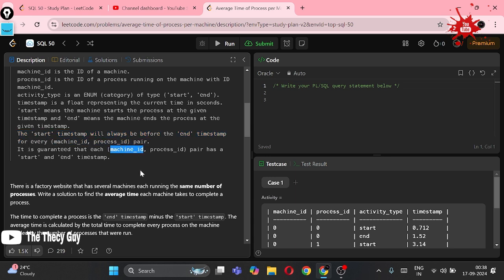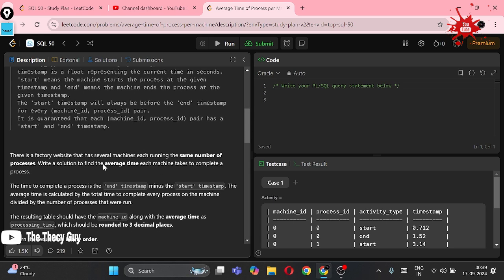For example, if we start some machine at 9:30, that is start, and if we stop that machine at 10, that is end. So end is always greater than start. This is the condition they were mentioning. It is also guaranteed that each machine ID and process ID pair has a start and an end. That means if a machine starts, it will also end.